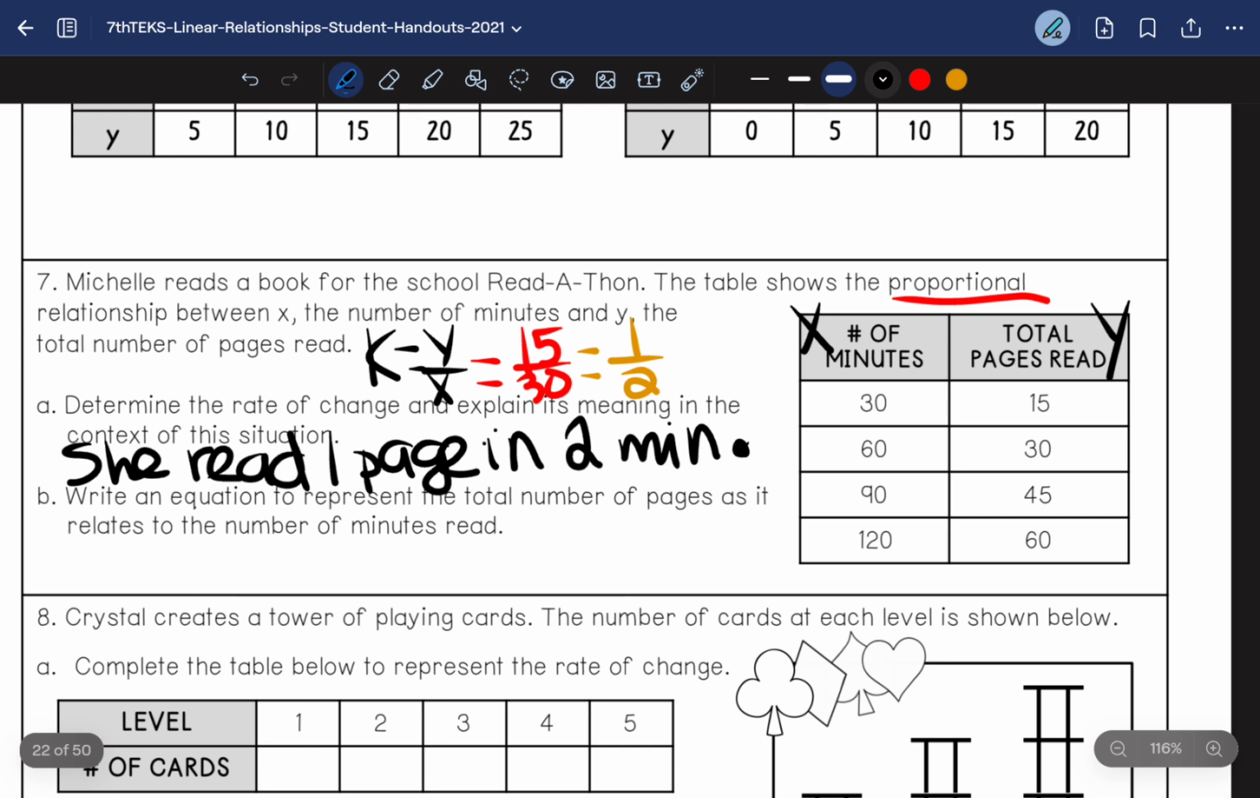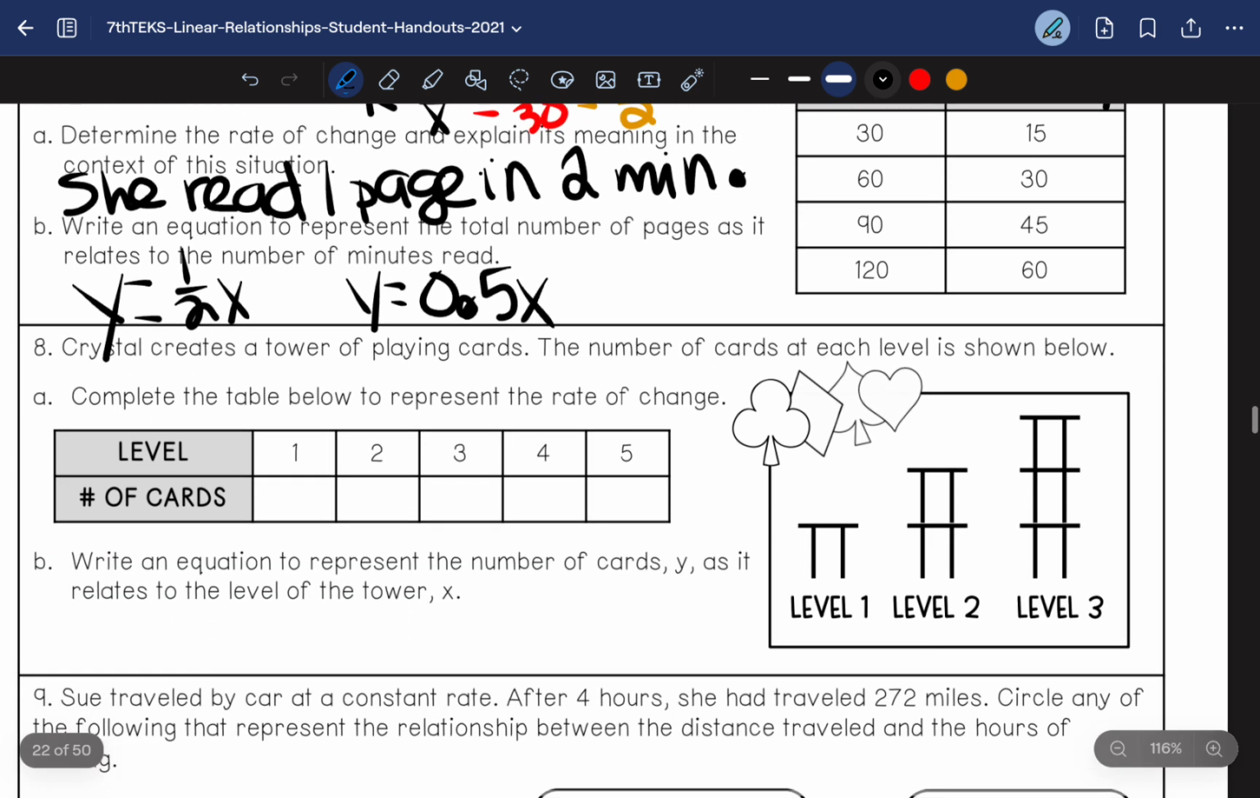Part B, write an equation to represent the total number of pages as it relates to the number of minutes read. So our rate of change is 1/2. It's going to be Y equals 1/2 X. It could also be Y equals 5/10 X. Either one's going to be correct. Okay, we're not going to do number 8.